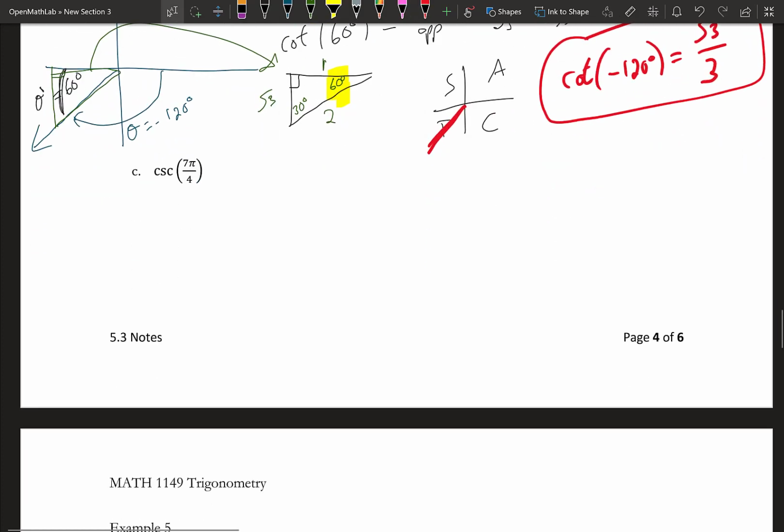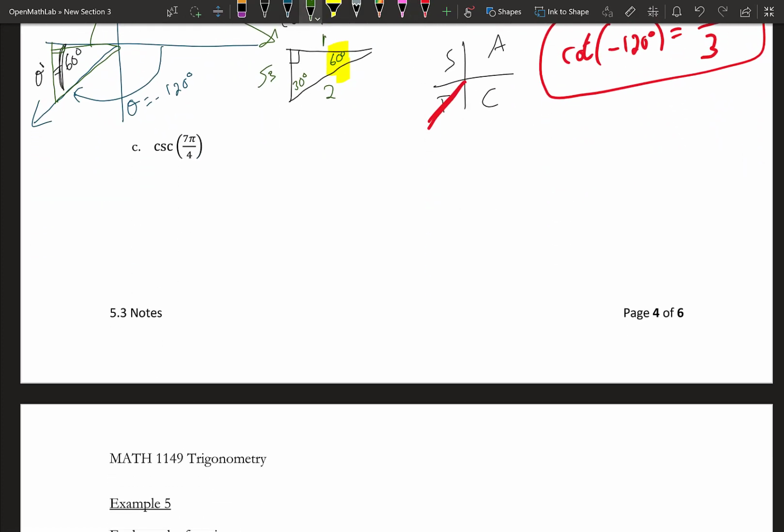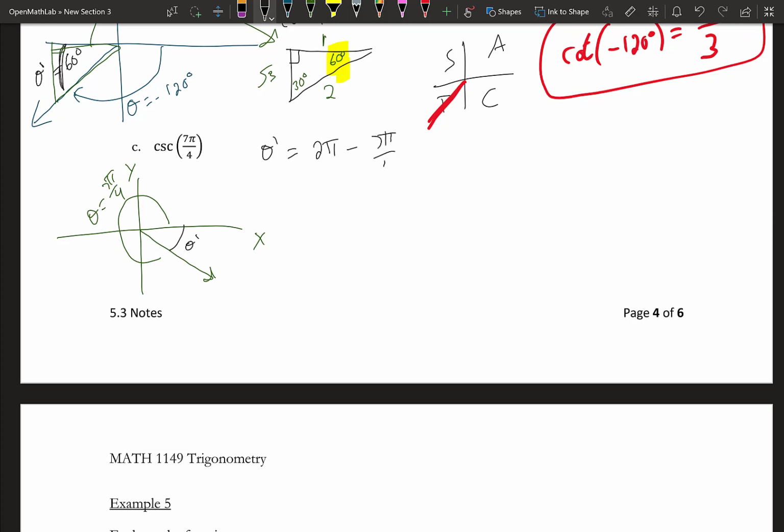Right. So then next we have cosecant of 7 pi over 4. If we draw this x, y, 7 pi over 4 is going to be in the fourth quadrant. It's just shy of 2 pi. So here's theta equals 7 pi over 4. This part is theta prime. So theta prime is going to be equal to 2 pi minus 7 pi over 4, which would be equal to 8 pi over 4 minus 7 pi over 4, which is pi over 4. So this reference angle is pi over 4.